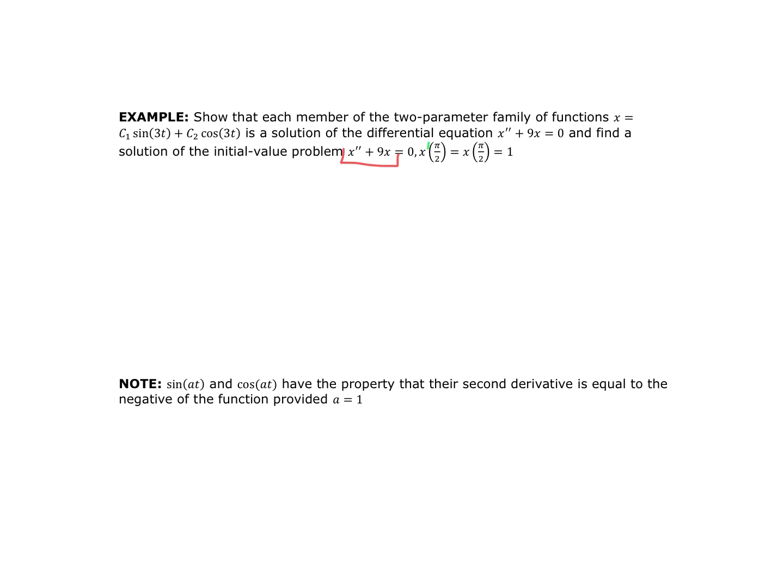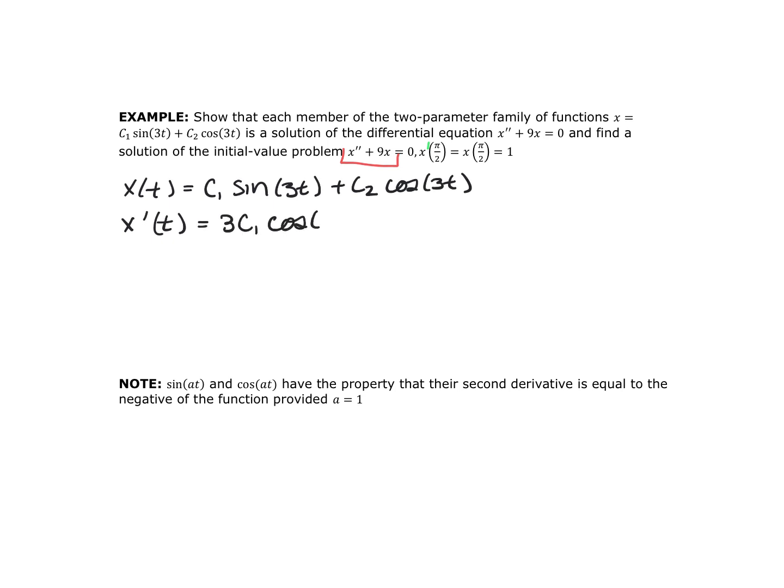So the first thing I'm going to do is take the derivative of my original function. I'm just going to rewrite my original function, c sub 1 the sine of 3t plus c sub 2 the cosine of 3t. So x prime of t is equal to 3c sub 1 the cosine of 3t minus 3c sub 2 the sine of 3t. It's just doing the derivative.